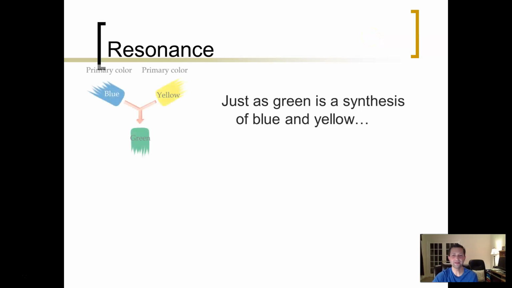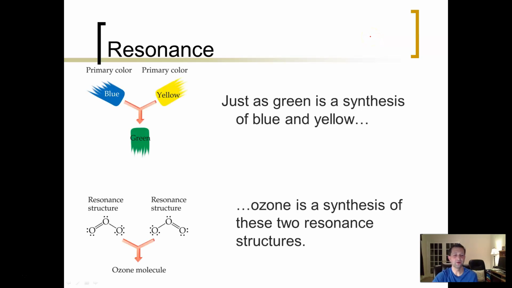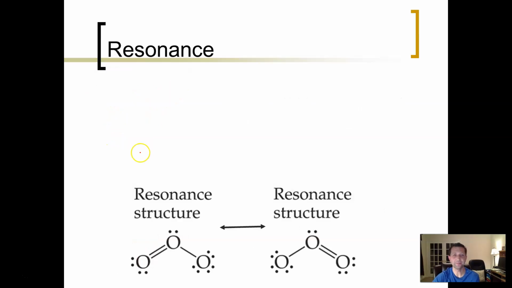So just like green is a synthesis of blue and yellow, ozone is really just a synthesis of the two structures. In reality, it's these two structures that are resonance structures, like thrown in a blender, and you have your ozone molecule where you have that 1.5 bond, those delocalized electrons moving around, just like blue and yellow gives you green. All right?